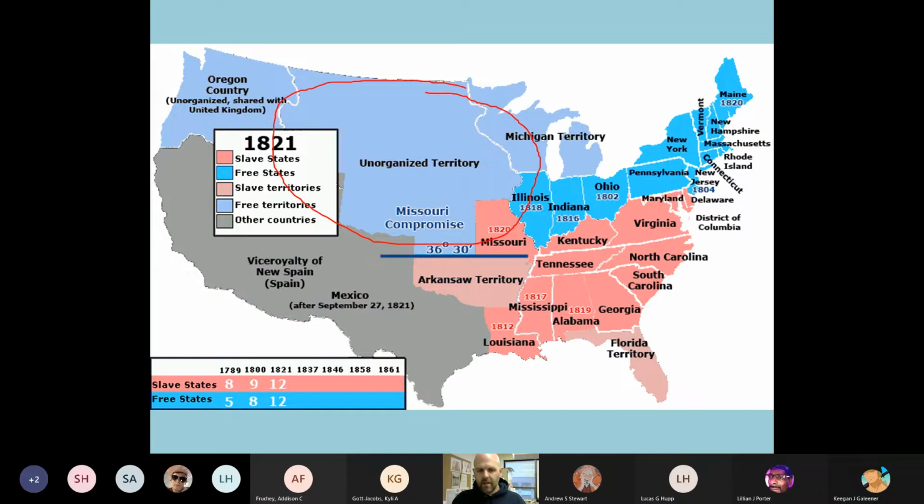And the key thing to look at with this map, ladies and gentlemen, is that this is a very fractured country. It's a very divided country. You have the blue states here in the north, and the reason we're talking about north is because of your cardinal directions: north, south, east, and west. The states to the north are free states, as you can see on the key. States in the south are slave states. You also have free and slave territory.